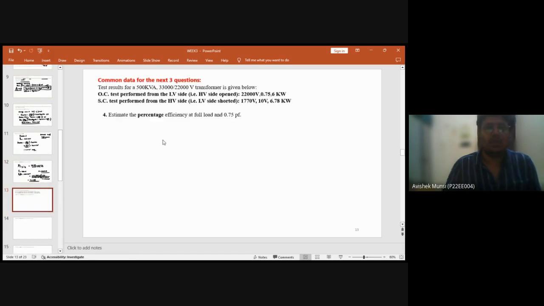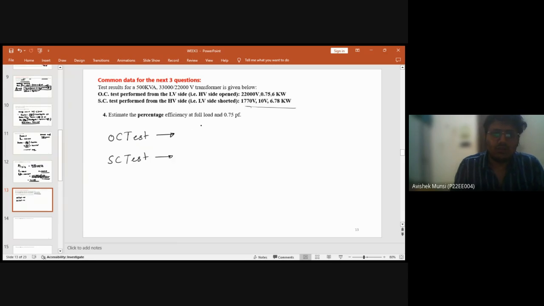Next question. We have common data: the test results for a 500 kVA, 33,000 or 22,000 volt transformer. The open circuit test was conducted at the low voltage side when the high voltage side is open, and the short circuit test was performed at the high voltage side when the low voltage side is shorted. So these are the test results. See one thing for the open circuit test, and it conducts the short circuit test.